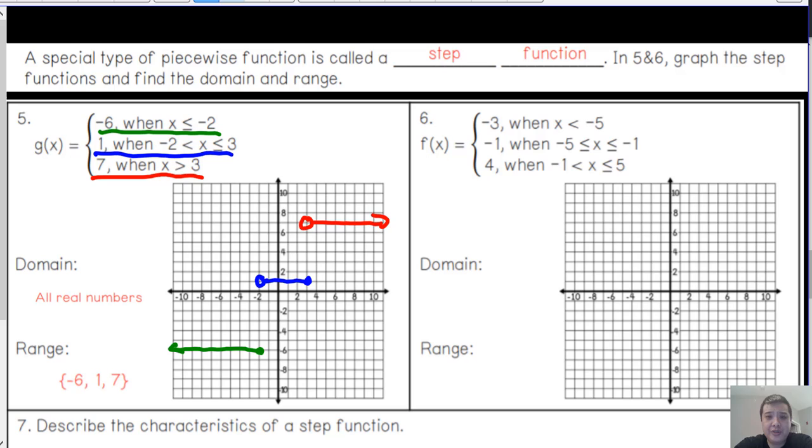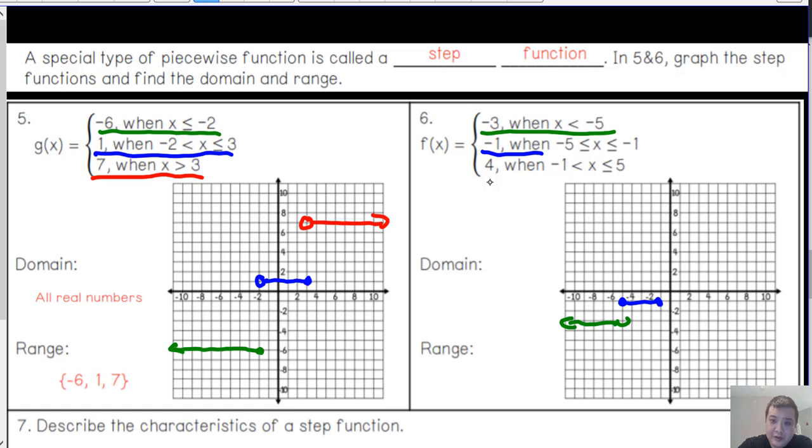Here, we're going to graph this one. x is less than -5, it is -3, so we're going to have an open circle because there's no underline, right here. So -3 and -5 right here. The next part says -1 when between -5 and -1, including -5 and -1. So we're going to have a point right here filled in, and again, filled in over here at -1, right there.